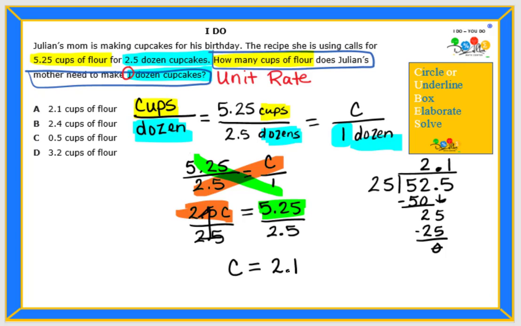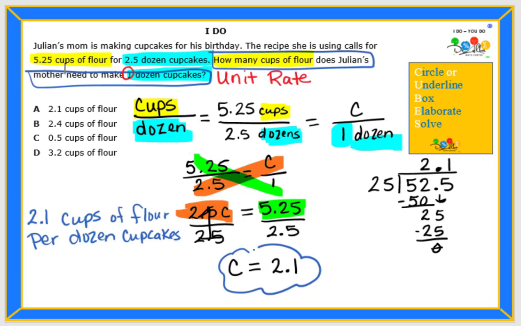Okay, so we can write our unit rate. The question was, how many cups of flour does Julian's mother need to make 1 dozen cupcakes? So she needs 2.1 cups of flour per dozen cupcakes.